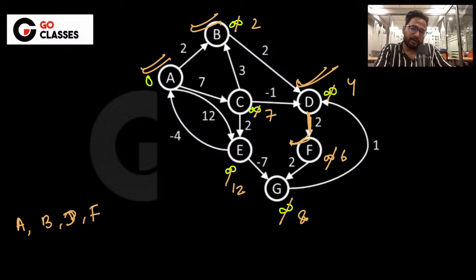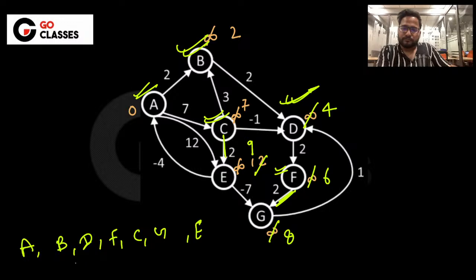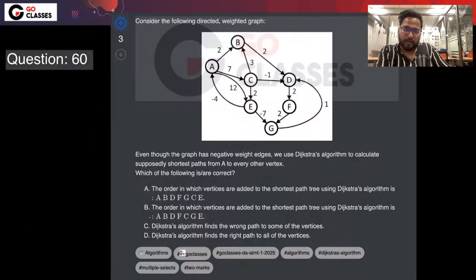And yeah, there is only one outgoing edge from this F. Now among the 7, 12 and 8, which one is minimum? Now C is minimum. You will pick C, right? Now you will say 7 plus 2 is 9. And that's all. So among this 8 and 9, which one is minimum? G is minimum, and there is no outgoing edge from this. Then E. So these are the final numbers: A, B, D, F, C, G, E, right? So B is the correct answer.